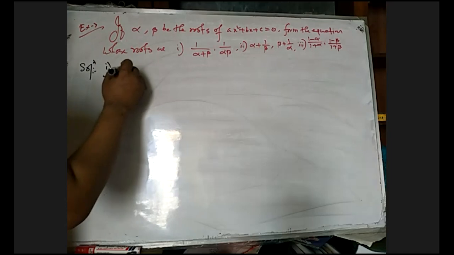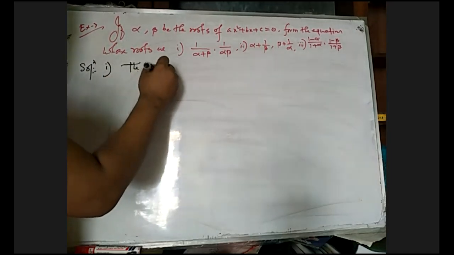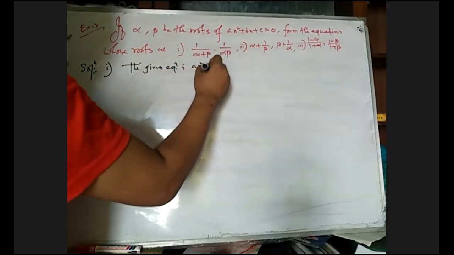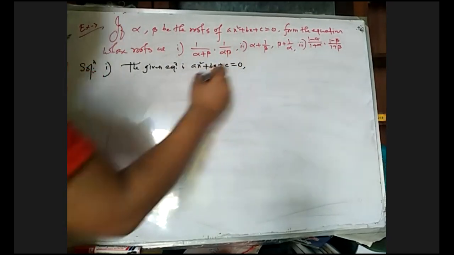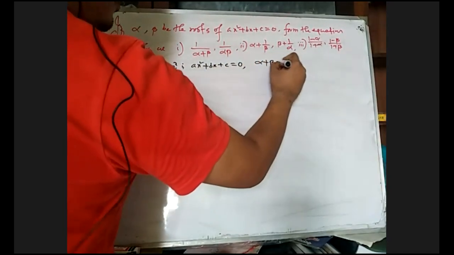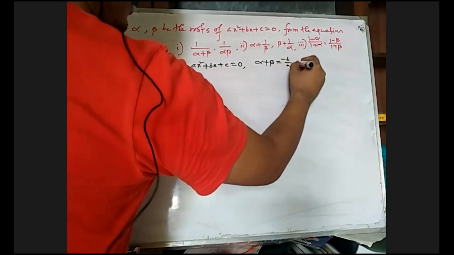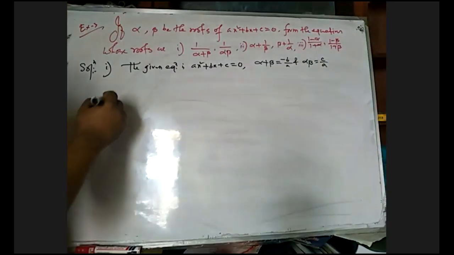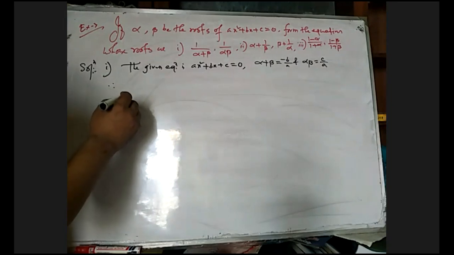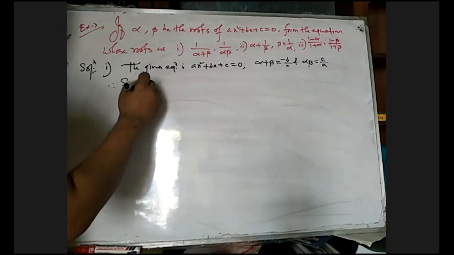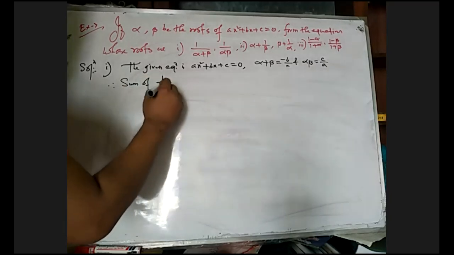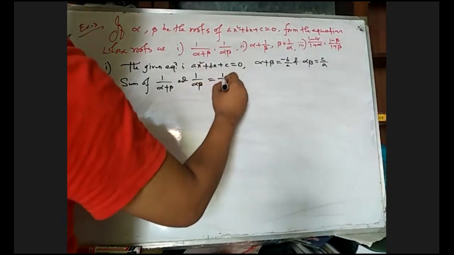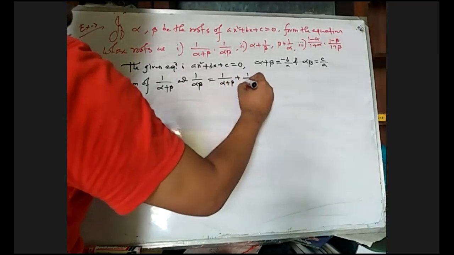First part, the given equation is ax square plus bx plus c equals to 0. Then sum of the roots will be minus b by a, and product of the roots will be c by a. Therefore, sum of given roots, 1 by alpha plus beta and 1 by alpha beta, equals to what will be 1 by alpha beta.